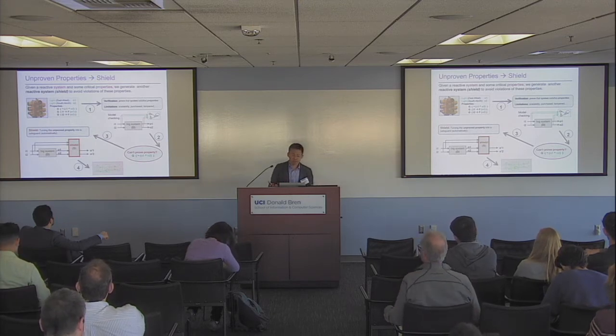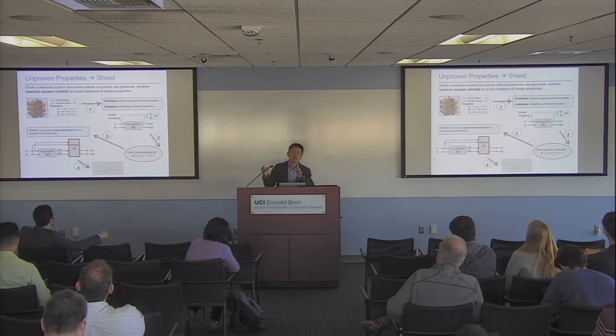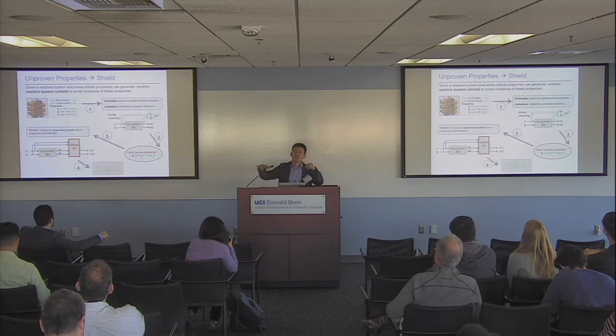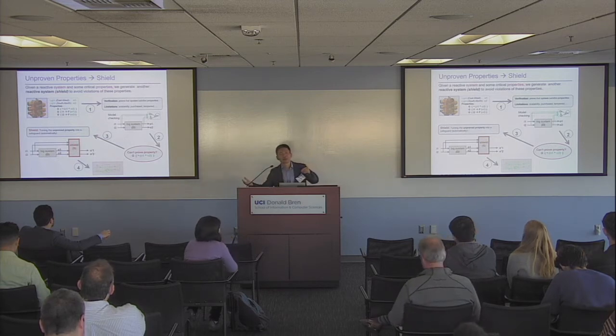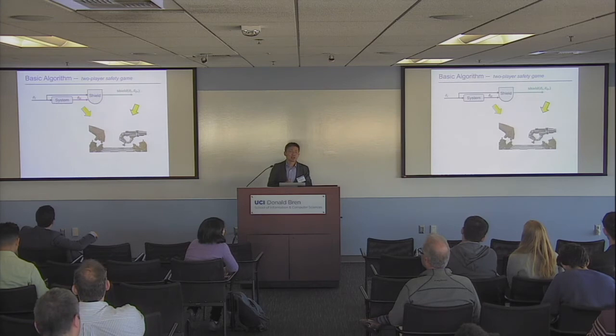What I want to say is, what about other properties? For example, if it's more complicated, it involves time, right? If this signal is on, within 3 clock cycles that signal is off. Can that property still be enforced in this way? So we started working on this.